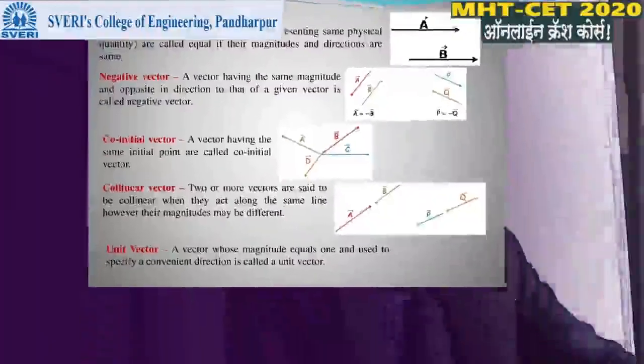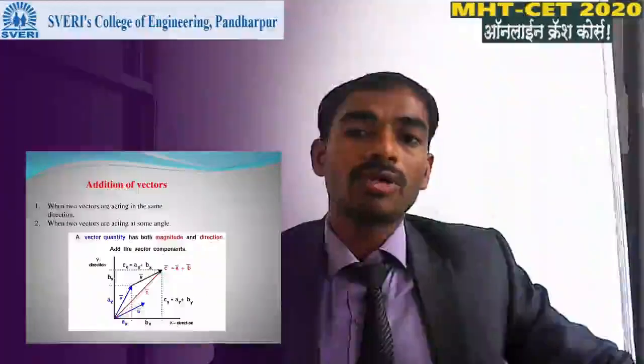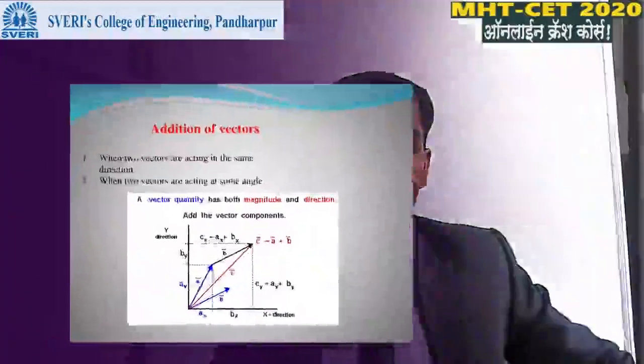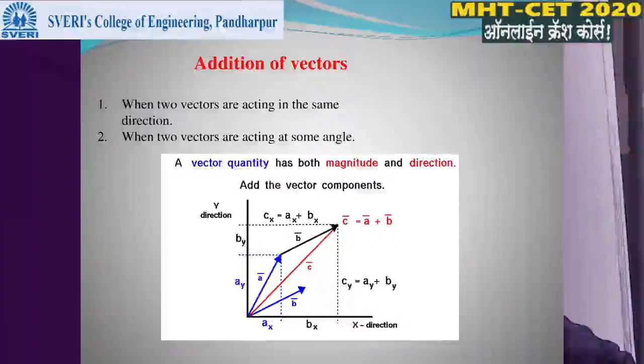Okay, so next we discuss the addition of the vectors. How we add two or more different vectors. Using two methods we can add two or more vectors. First one, when two vectors are acting in the same direction. And the second one is when two vectors act at some angle.